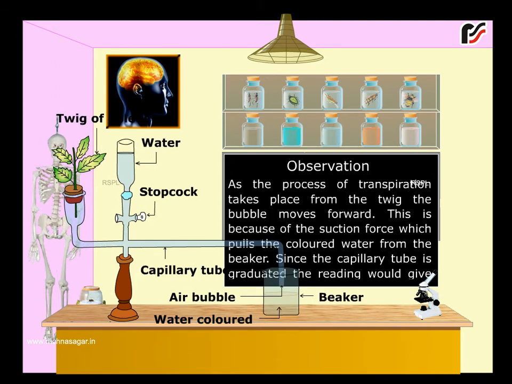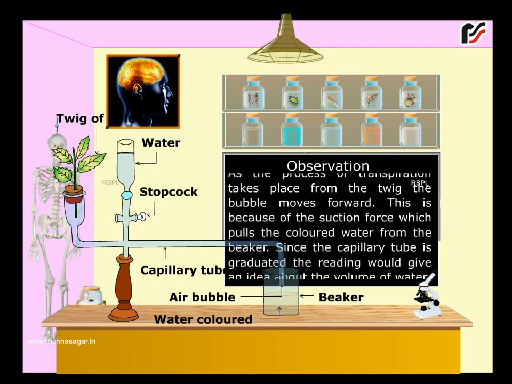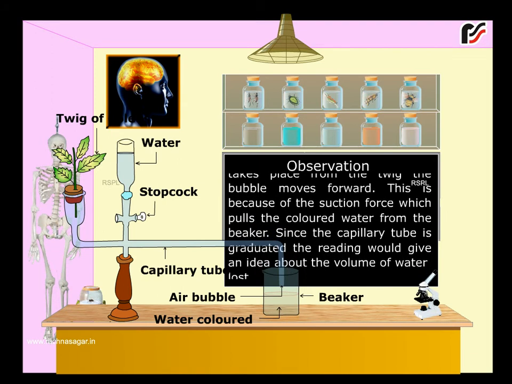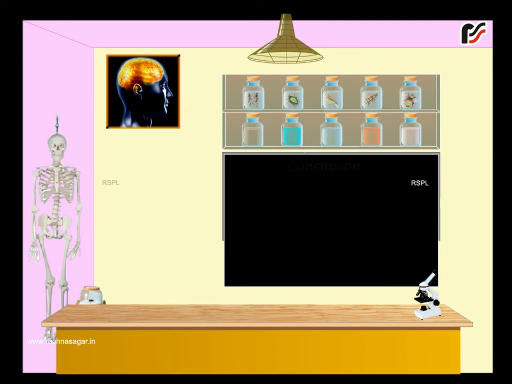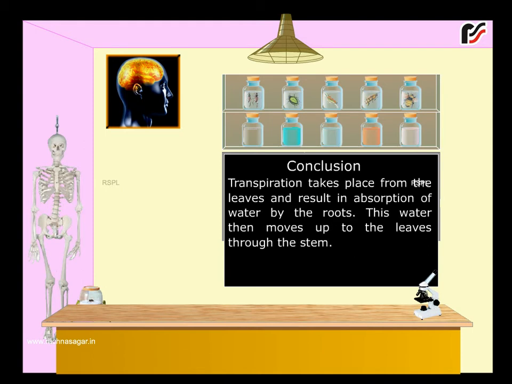Observations. As the process of transpiration takes place from the twig, the bubble moves forward. This is because of the suction force which pulls the colored water from the beaker. Since the capillary tube is graduated, the reading would give an idea about the volume of water lost. Conclusion. Transpiration takes place from the leaves and results in absorption of water by the roots. This water then moves up to the leaves through the stem.